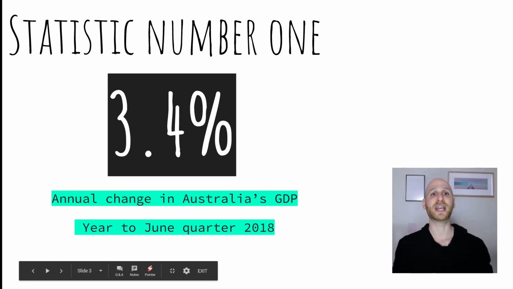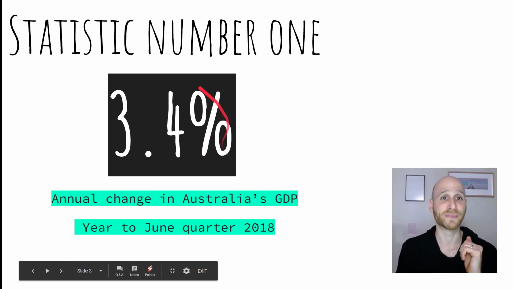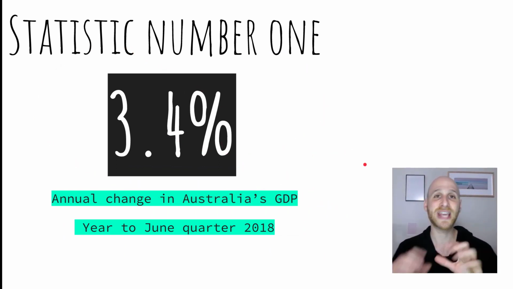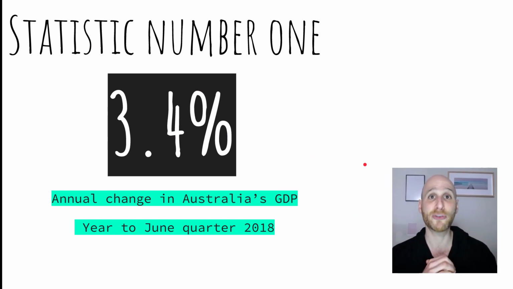Statistic number 1 is 3.4%. 3.4% is the annual change in Australia's gross domestic product the year to the June quarter 2018. This is a relatively strong number and has been an increase over what Australia has recorded lately.